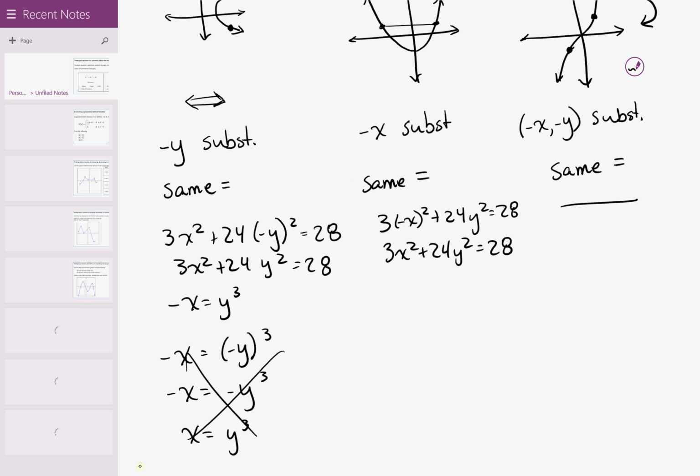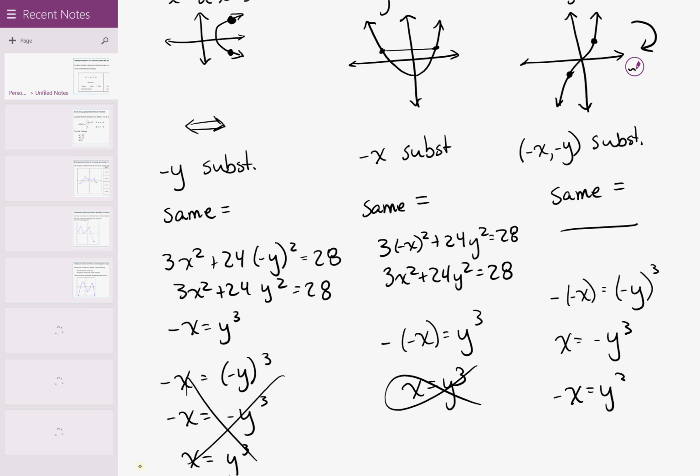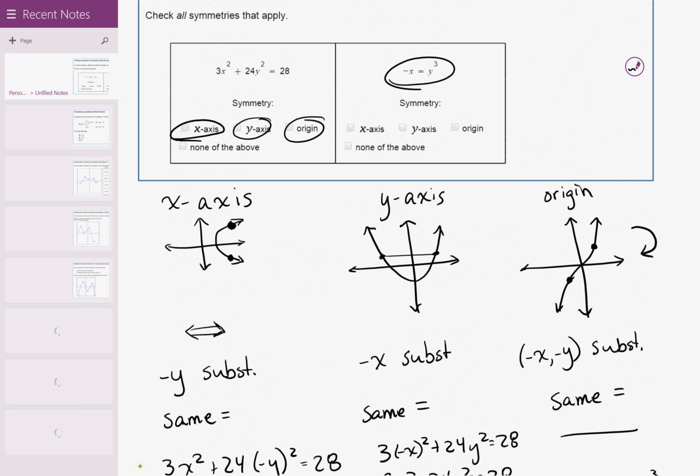Here I am going to substitute in negative x. So negative of negative x is equal to y cubed. And that gives me x is equal to y cubed. And that is not the same function. So I do not have y-axis symmetry. And here I'm going to substitute in negative x and negative y. And that gives me x is equal to negative y cubed, or in other words, negative x is equal to y cubed. And that is the same, so I do have symmetry about the origin.